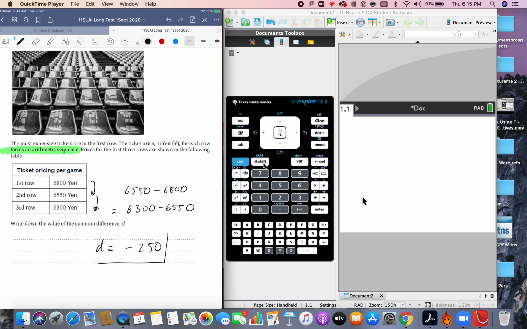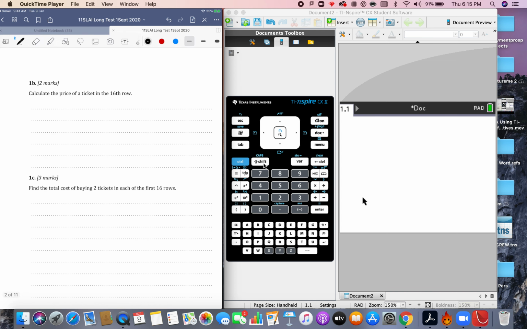okay? Obviously the price is reducing the further back you go from the viewing arena, so that's why D is negative. So make sure you get D is negative there. Okay, the second one, calculate the price of a ticket in the 16th row.